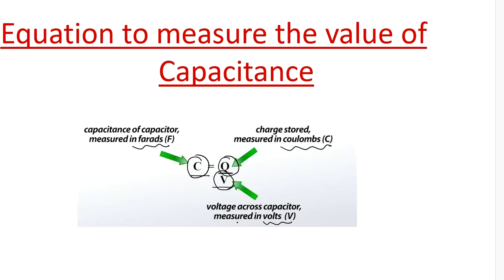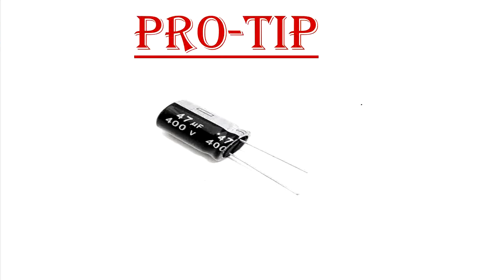Now, as we have reached the end of the tutorial, this is the time to get that pro tip. If you observe any capacitor carefully, you can see that there are two values specified for all the capacitors. One of the values is farad or microfarad, millifarad, picofarad, that is the value of capacitance, and the other value is voltage, that is denoted by volt. Here you can see the value of the capacitor is specified as 47 microfarad and the value of the voltage is specified as 400 volts.